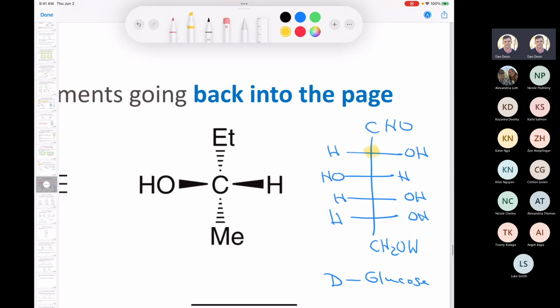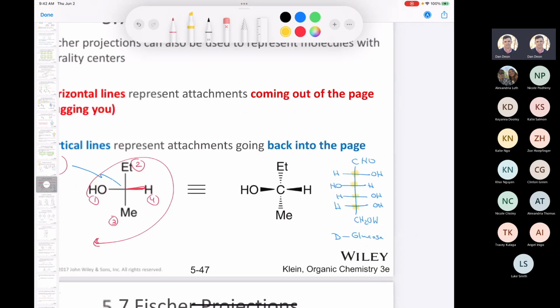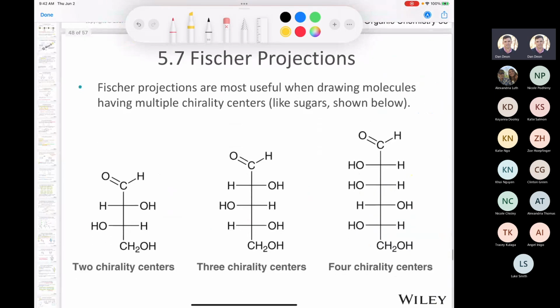And that's the same rationale that we could take for any one of the stereocenters in D-glucose. It wouldn't matter if it's this one, this one, this one, or this one. You can do the same rationale for all of them. So again, Fischer projections are really useful when you're drawing compounds that have multiple chirality centers. This first compound, we would call an aldotetrose. It has 2 chiral centers. This one has 1, 2, 3. This one has 1, 2, 3, 4. And so again, with multiple chirality centers, it gets really helpful to use Fischer projections.